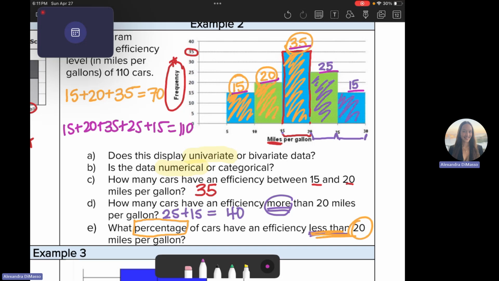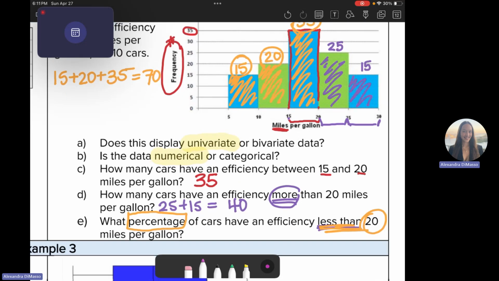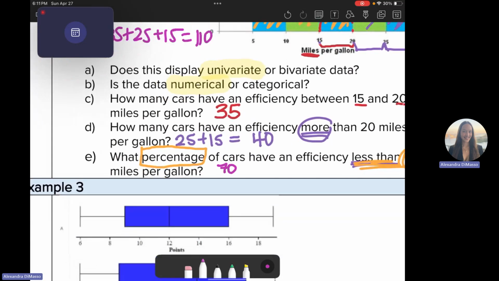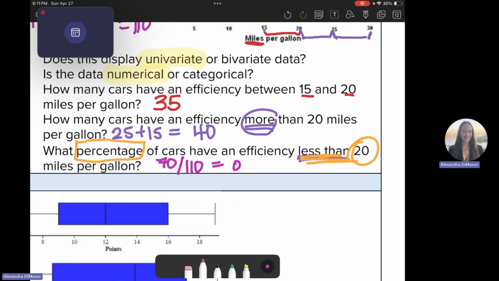So to find the percentage of cars that have an efficiency less than 20 miles per gallon, it is 70 out of my 110, which gives me approximately 0.636. And if I want to change that into a percentage, I just move the decimal 2 places to the right. So it's about 63.6%, which is my final answer. Or if I want to round it, because I think the question online is going to make you do it as a whole percent, it's about 64%.